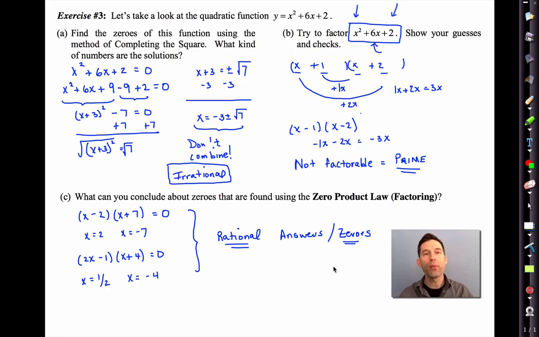So the reason that we really want to know both the technique of completing the square and the technique of factoring is, number one, factoring is easier, especially when you're trying to get answers that are nice rational numbers. But there are many trinomials, like the one that we worked with in this problem, x squared plus 6x plus 2, that can't be factored. And then if you want to find their zeros, then you have to use a different technique.